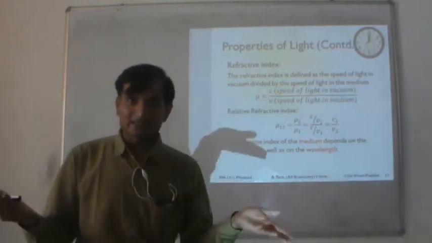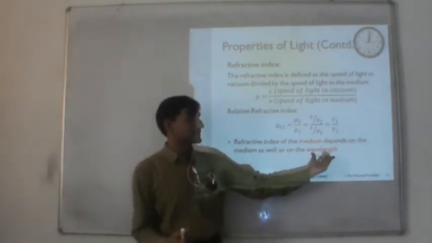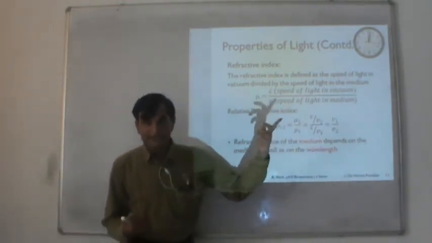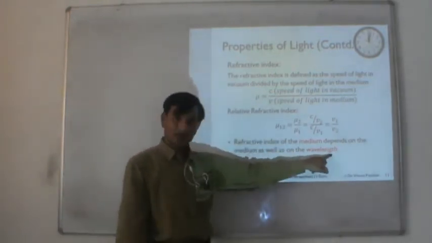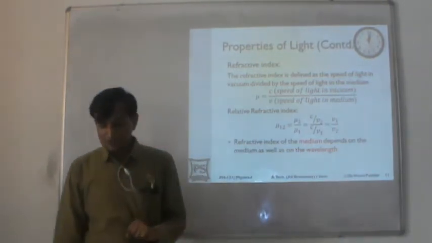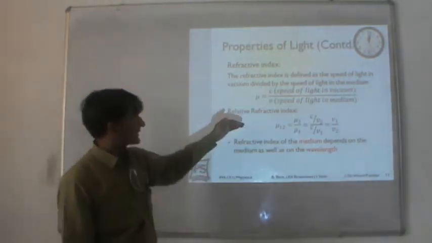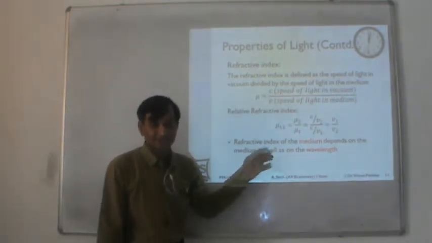Because you know, light consists of various different wavelengths ranging from 4000 angstrom to 8000 angstrom. So a variety of wavelengths are available. You probably know the definition of wavelength. So when you talk about a different wavelength, then the refractive index may be different for different wavelengths, and it is in fact different.